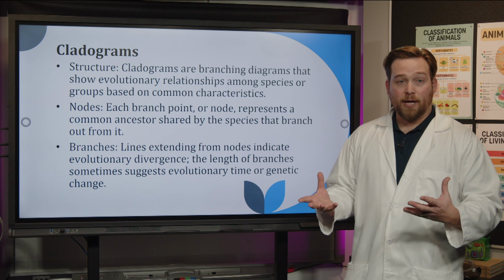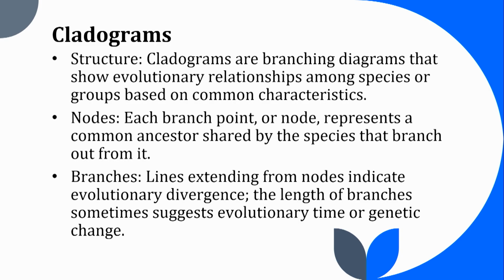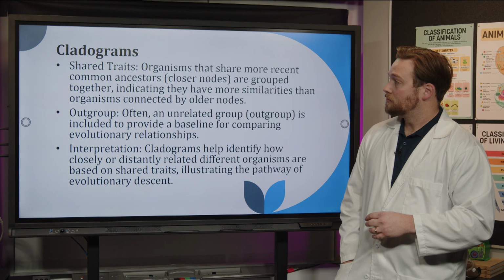So to talk about cladograms in a little bit more detail, the structure here: cladograms are a branching diagram. It shows evolutionary relationships among species or groups based on common characteristics. Each branch point, or node, represents a common ancestor shared by the species that branch out from it. The individual branches, those lines extending from the nodes, indicate evolutionary divergence. The length of the branches sometimes suggests evolutionary time or genetic change.